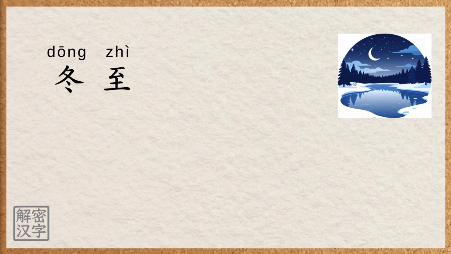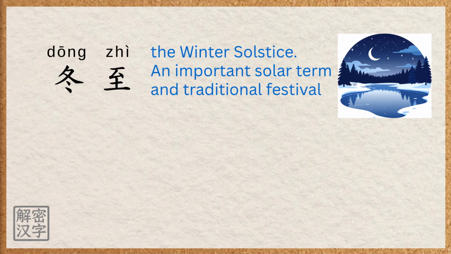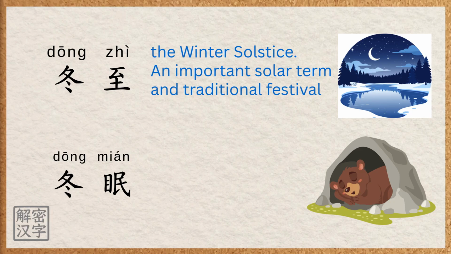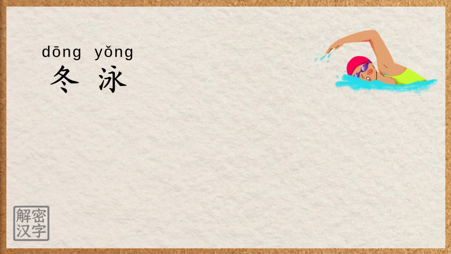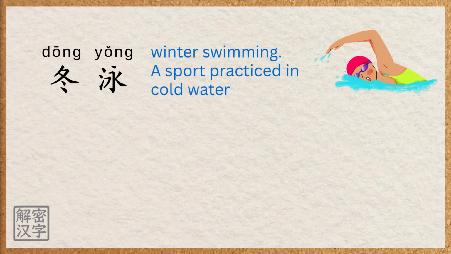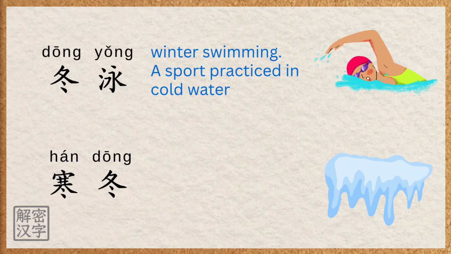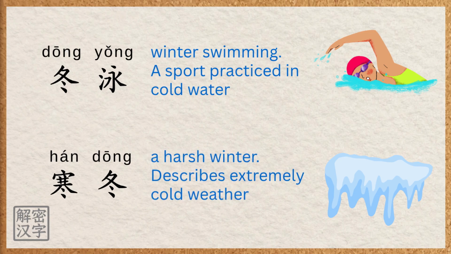冬至 means the winter solstice, an important solar term and traditional festival. 冬眠 means hibernation, used to describe animals sleeping through the winter. 冬泳 means winter swimming, a sport practiced in cold water. 寒冬 means a harsh winter, describes extremely cold weather.